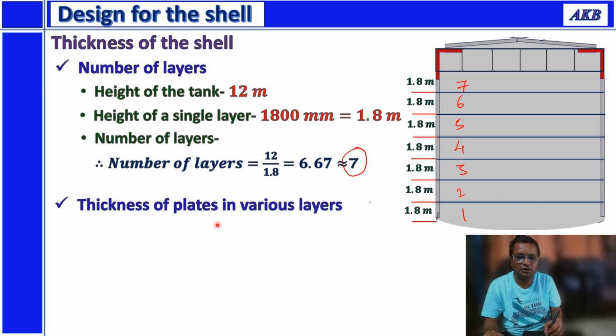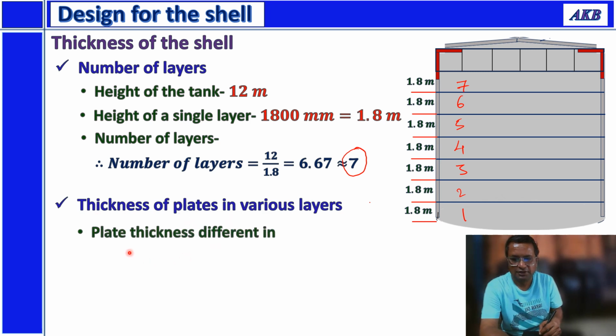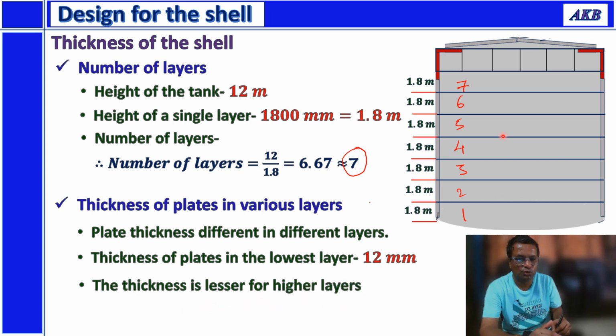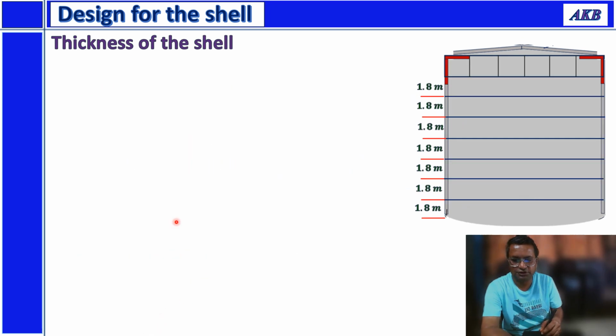So let us calculate the thickness of plates in various layers. Plate thickness is different in different layers. We have understood that. Thickness of plates in the lowest layer we have already calculated just now, it is 12 mm. Now thickness is lesser for higher layers. So as you move from layer number 1 to layer number 2, 2 to 3, 3 to 4, and so forth, the thickness is going to decrease. So you'll learn how the thickness decreases. Okay, so let us continue with our discussion.